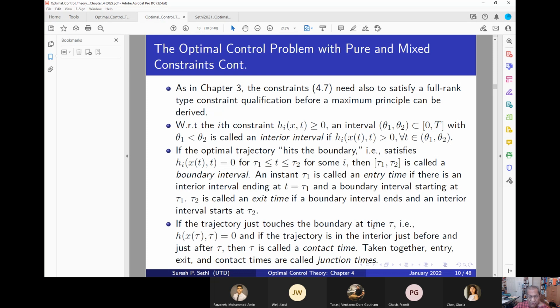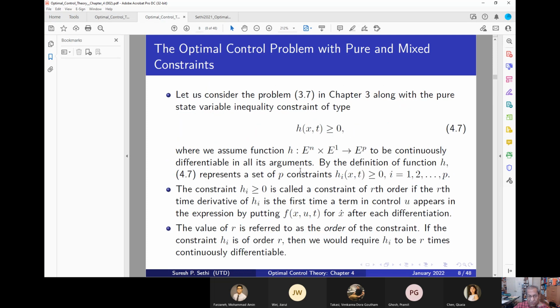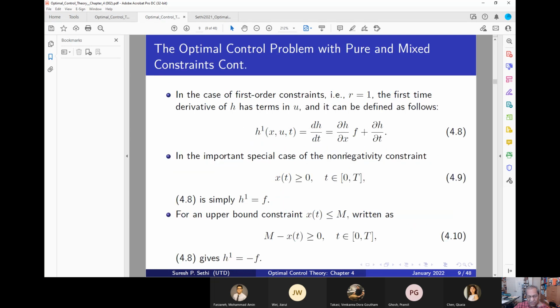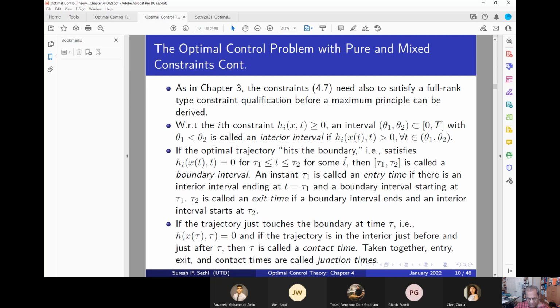If it touches the boundary and leaves immediately, you can have a control where you go like this, and then go like this. So you just touch the point and then leave again. That is called a junction point. This time tau is called the contact time, and taken together, the entry, exit, and contact times are called junction times. So there's a contact time, then there's entry time and exit time, and they're called junction times. So these are all the terminology, okay?